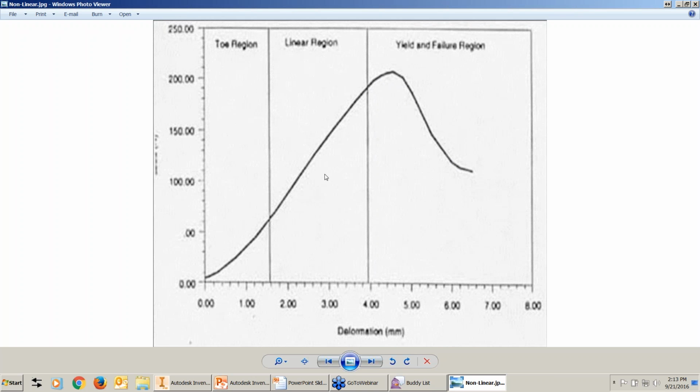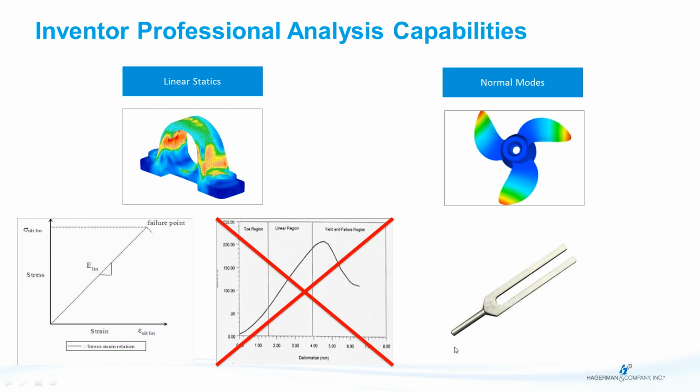So when you're working with a nonlinear material such as plastics or polymers or composites, you need to step outside that box of a linear analysis. So in that scenario, Inventor is not going to fit the bill. You're looking at only linear static loading conditions, static being it does not change over time.